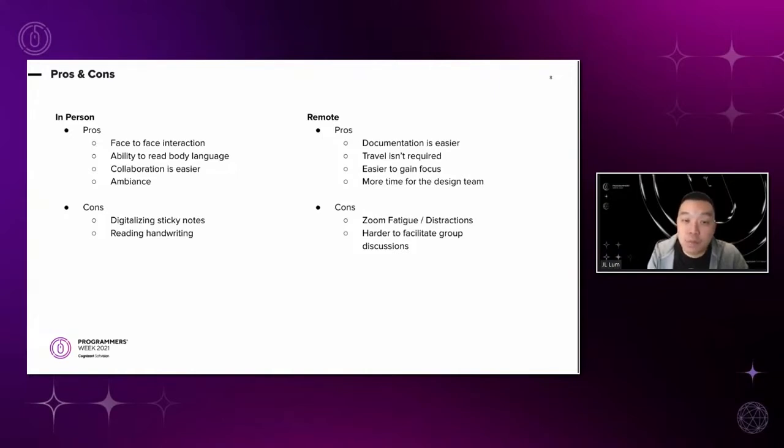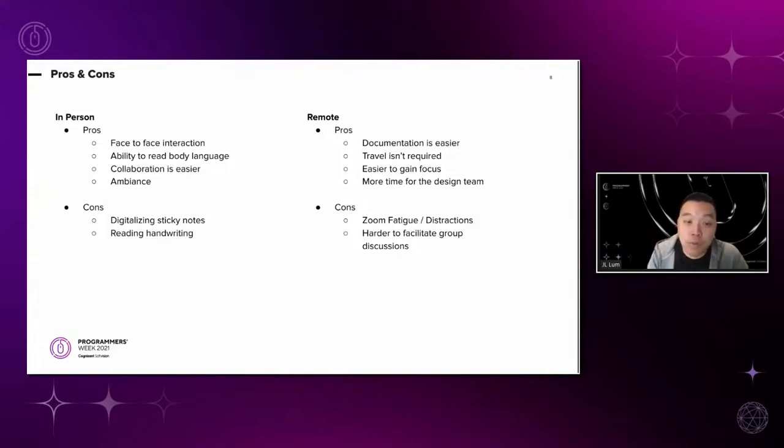The biggest con for an in-person workshop is going to be digitalizing all those sticky notes and trying to read everyone's handwriting. For all of those that have been to, or participated in, design sprint workshops, the design team has to spend a couple of minutes at the end of each activity taking photos of all the sticky notes on the whiteboard and trying to read some of that messy handwriting so that we can digitalize all those findings and do a better analysis of it post-workshop.